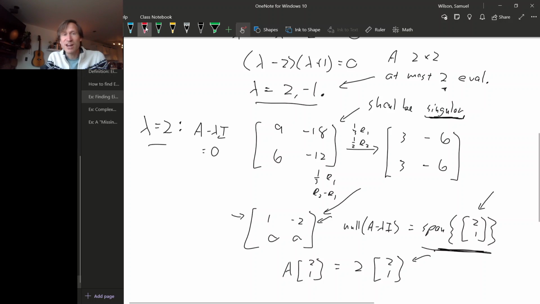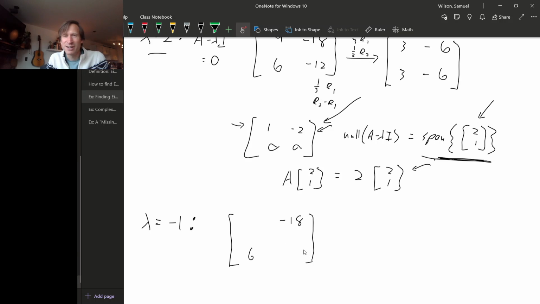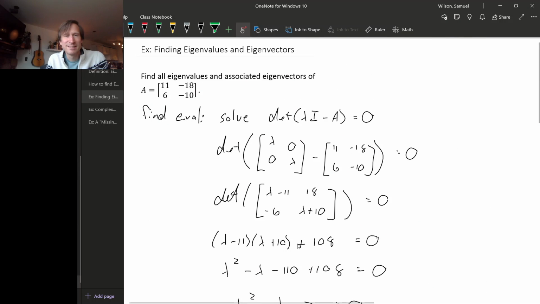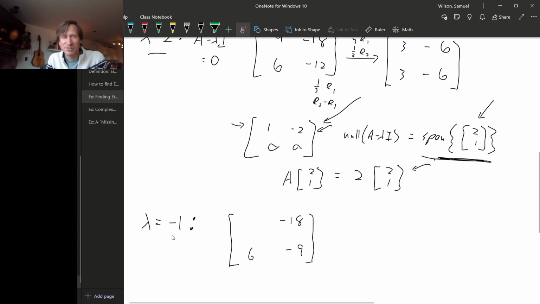Okay, well that was just the first eigenvalue. Remember there's another eigenvalue, minus 1. So let's find the eigenspace associated to the eigenvalue minus 1. Okay, so off the diagonal it's minus 18 and 6. And then on the diagonal it's minus 9 and, oh, I forget. Sorry, the eigenvalue is minus 1, so I need to subtract minus 1, so I need to add 1, so 12. Okay. All right, so this is A minus lambda I.